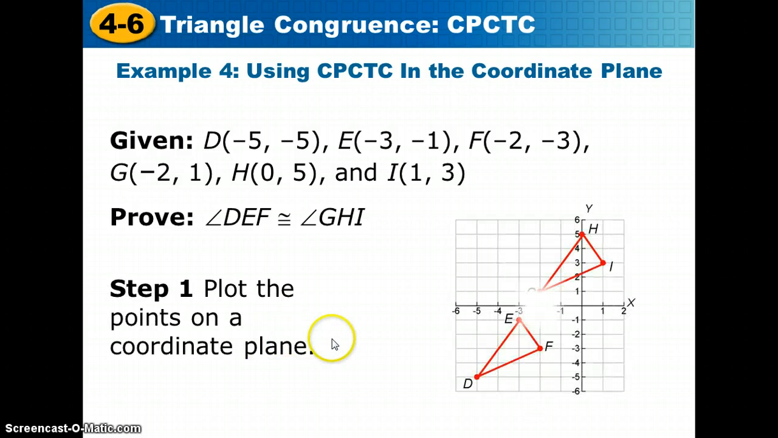The first step is to plot the points on a coordinate plane. So if you plot the points on your coordinate plane in your notes, this is what you should get. GHI is this triangle, DEF is this triangle. So DEF is this angle of this triangle. GHI is the top angle of this triangle. So we want to be able to prove those 2 angles are congruent. To do that, we want to be able to prove the triangles are congruent.